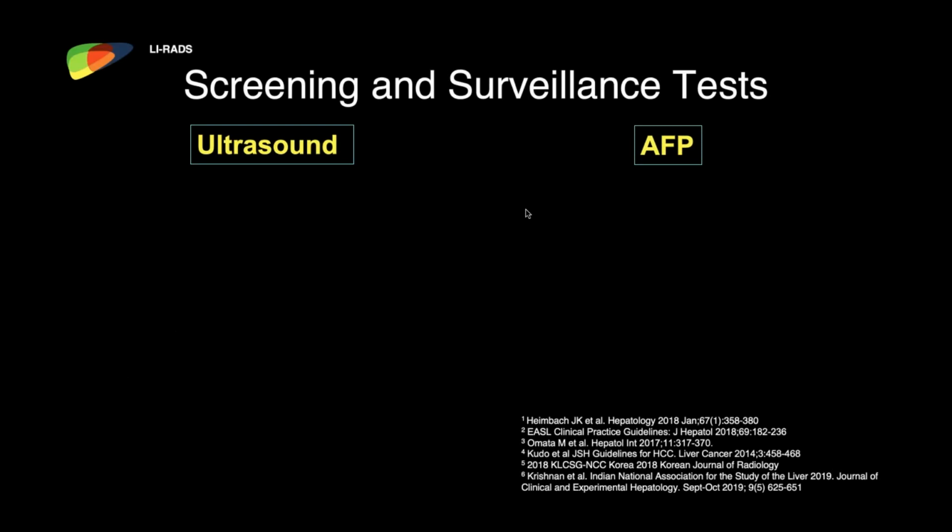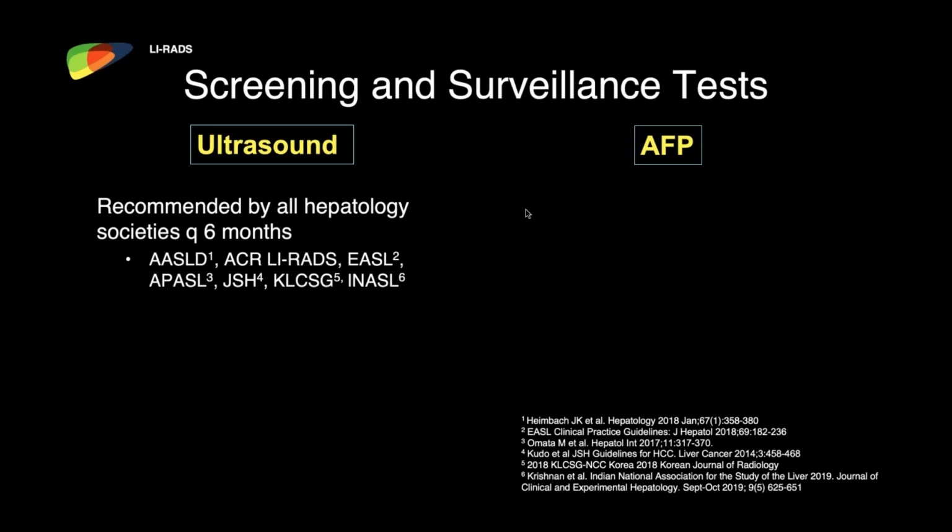So when it comes to HCC, there are two major screening and surveillance tests available, or most widely used, I should say. The most widely used tests are ultrasound and AFP. So ultrasound is recommended by all hepatology societies worldwide, and the most frequent interval for ultrasound is recommended to be every 6 months. So the AASLD, LI-RADS, EASL, APASL, that's the Asian Pacific Association for the Study of Liver Disease, the Japan Society, the Korean Society, and the Indian Societies all recommend using ultrasound for screening and surveillance.